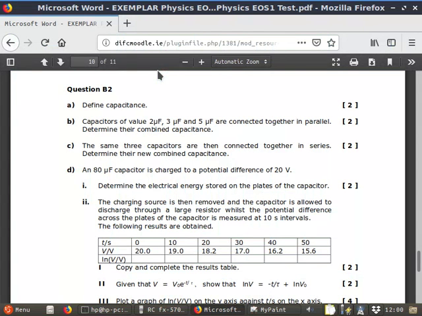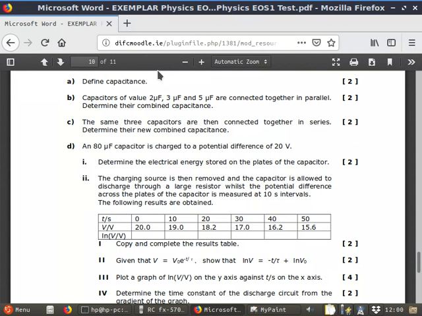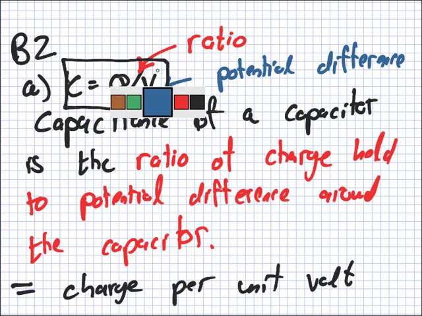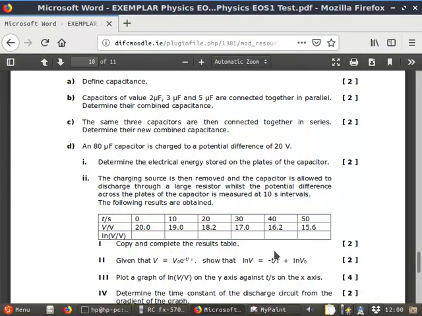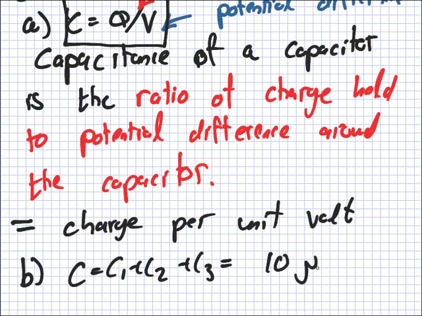Right, next, B. You have three capacitors and they're in parallel. What's their total capacitance? So what's the rule for adding capacitors that are in parallel? It's simply C1 plus C2 plus C3. So here, 5, 6, 7, 8, 9, 10 microfarads. Easy peasy lemon squeezy?